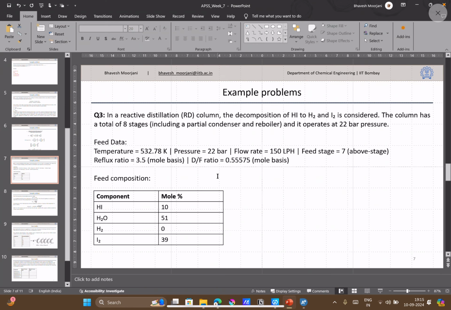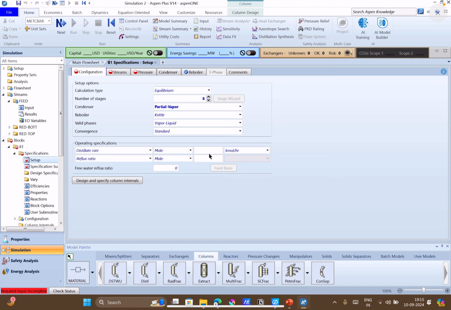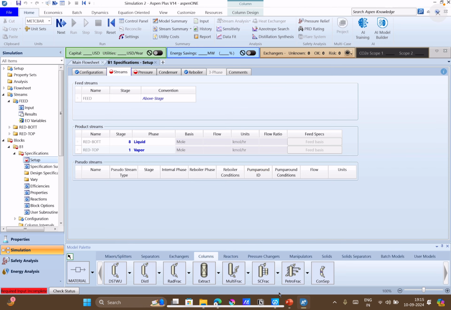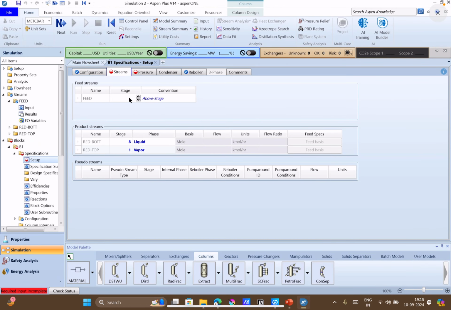The reflux ratio is provided as 3.5 and the distillate to feed ratio is also given. Let me copy this. Reflux ratio is 3.5. Distillate to feed ratio is given as 0.55575. Okay. Now the stream specification. The feed is entering at stage number 7, above the stage. So the feed is entering from the top actually.